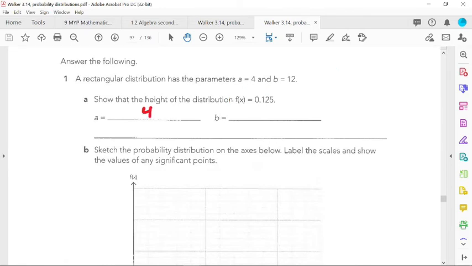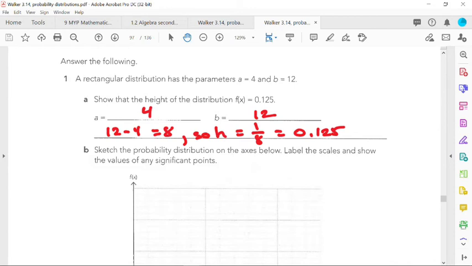So you'd put A is 4, B is 12. So 12 minus 4 gives me a distance of 8. So the height is 1 over that, which is equal to 0.125.